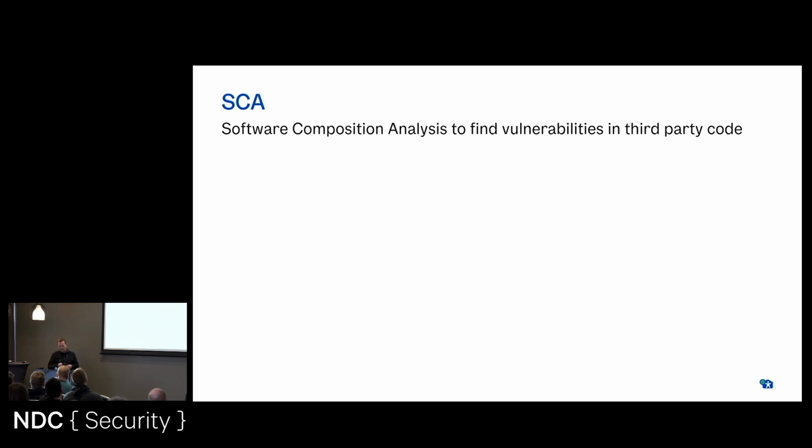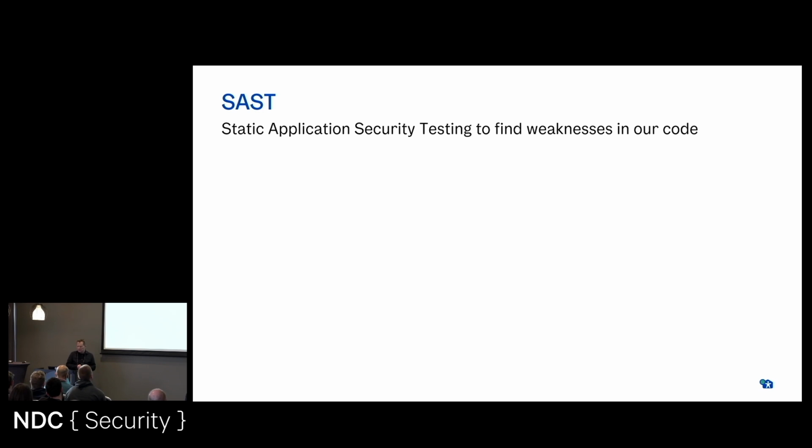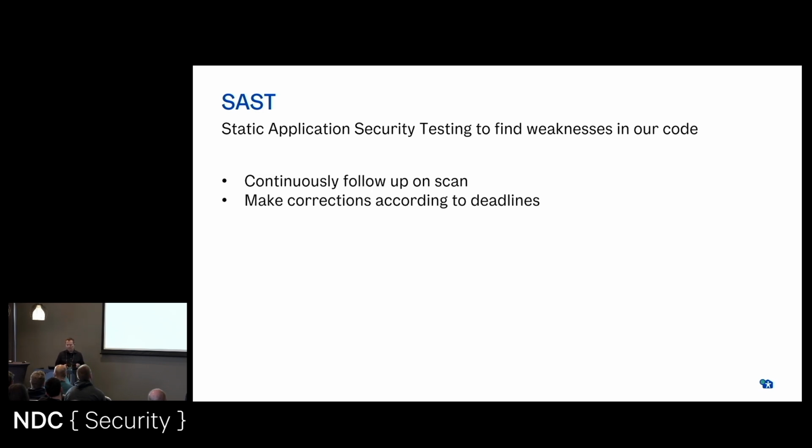We have lots of open source software, so obviously we want to stay on top of the vulnerabilities. So we do continuous scanning, and we have to patch within deadlines that we have defined also. Same with our own code. We want to scan it for weaknesses, and we want to do this continuously, and we want to follow up, and we have to make the corrections whenever we find something.